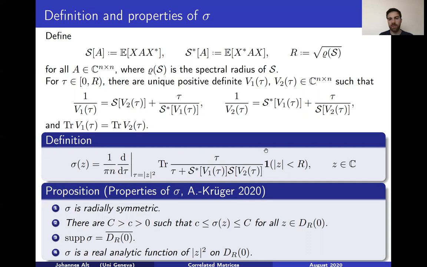And due to this characteristic function here, we know that the support of sigma is included in the closure of the disk of radius r in the complex plane. And due to this lower bound here, we know that the support must agree with this closed disk. In particular, these two parts together imply that sigma will have a jump discontinuity at the edge of the support, so at the edge of this disk. And inside the disk, sigma is a real analytic function of the modulus squared. So we completely understand the support and regularity properties of sigma.